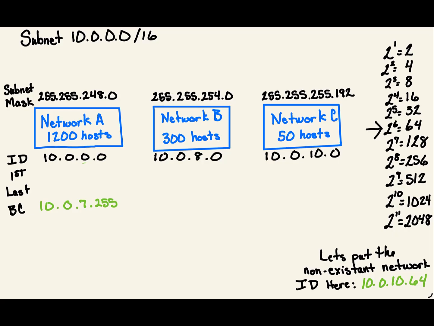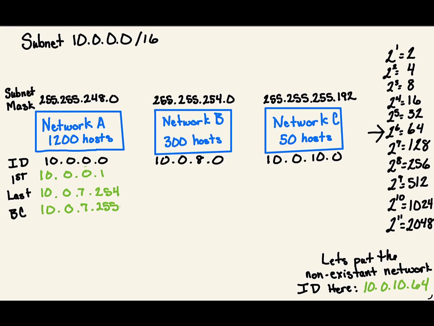For network A, we end up with 10.0.7.255. Let's complete network A here. For our last usable, we have 10.0.7.254. And for our first usable, we have 10.0.0.1.